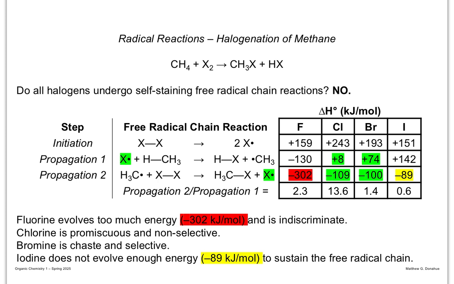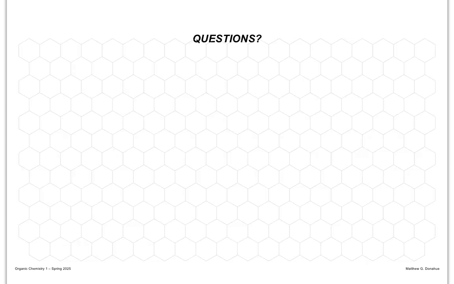So we'll look at the reaction coordinates just as a visual representation of why chlorine is not as good as bromine in terms of selecting. Any questions?